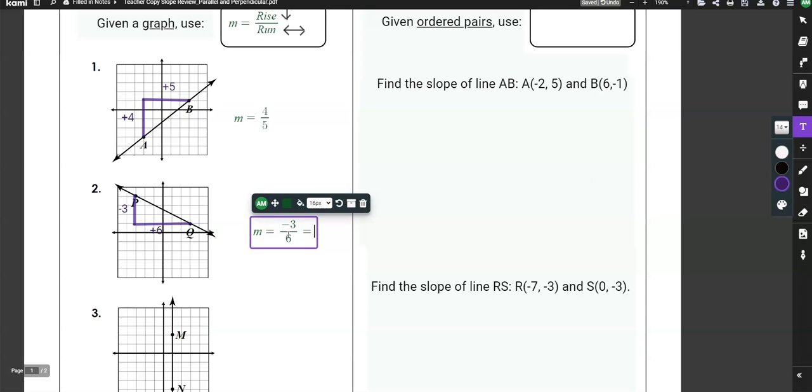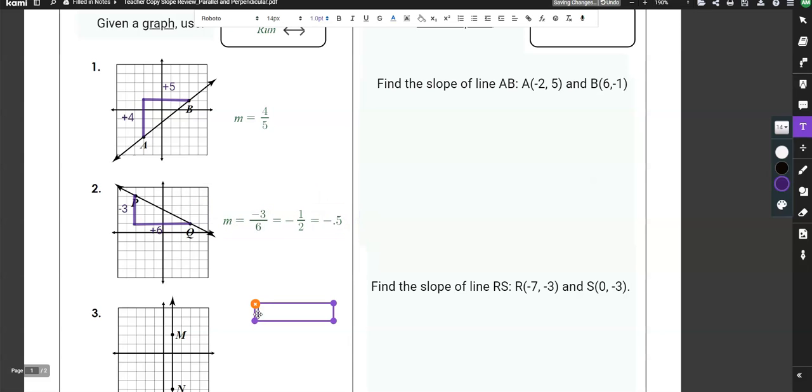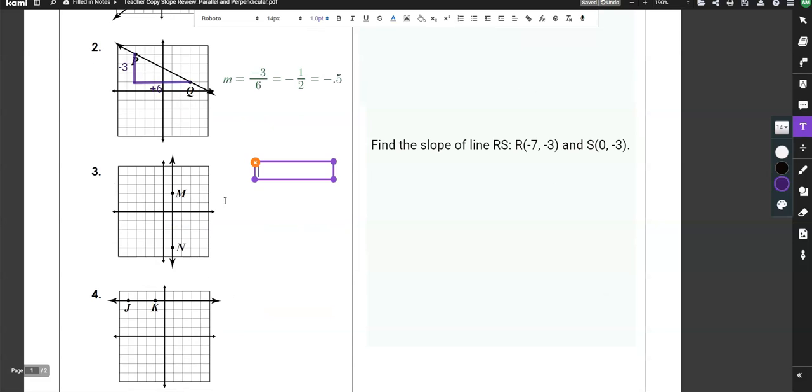And 3 over 6 is going to be simplified to negative 1 over 2, or you can put negative 0.5. I generally will represent slope as a fraction unless it's money or it's given to me as a decimal. Either way, it is up to you.